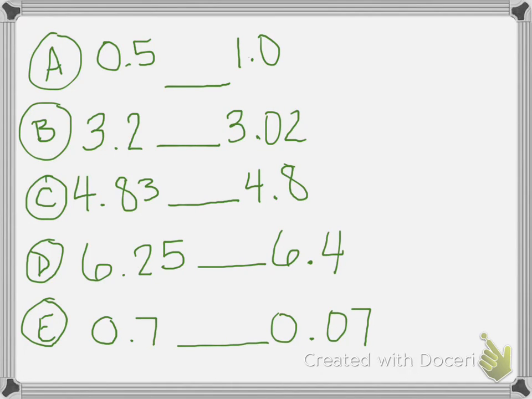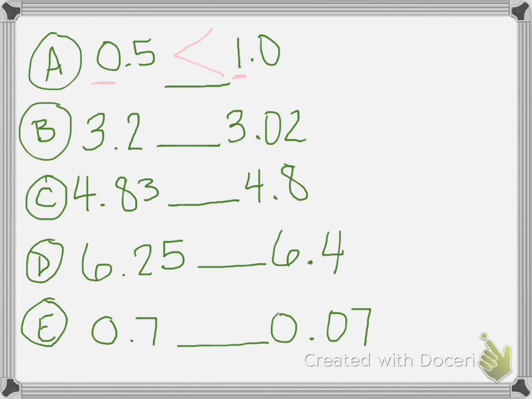Number 1 says write less than or greater than to make the number sentences true. So if we look here, we're going to start at our ones place. We have a 0 and we have a 1. Obviously, 1 whole is greater than no wholes. So that would be 5/10 is less than 1 whole.